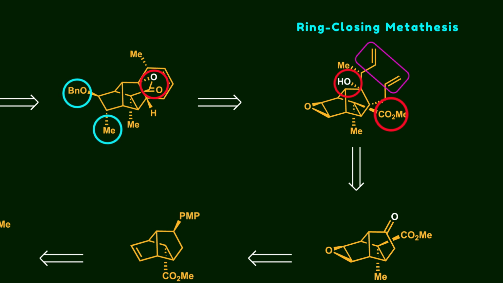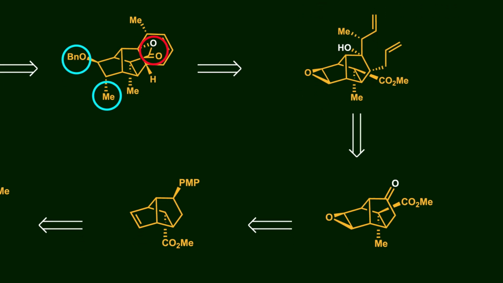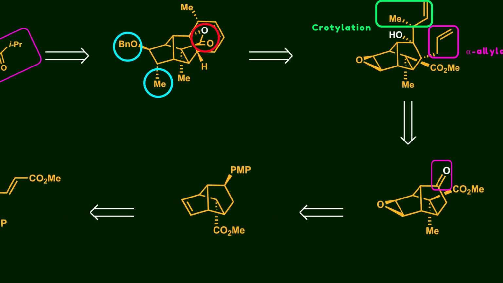These two substituents can be achieved via a regioselective epoxide opening reaction. The two key substituents can be installed on the molecule through alpha-allylation and crotylation of the ketone group. This ketone intermediate can be obtained by oxidative cleavage of the para-methoxyphenyl group, and the epoxide originates from the diastereoselective epoxidation of the double bond.